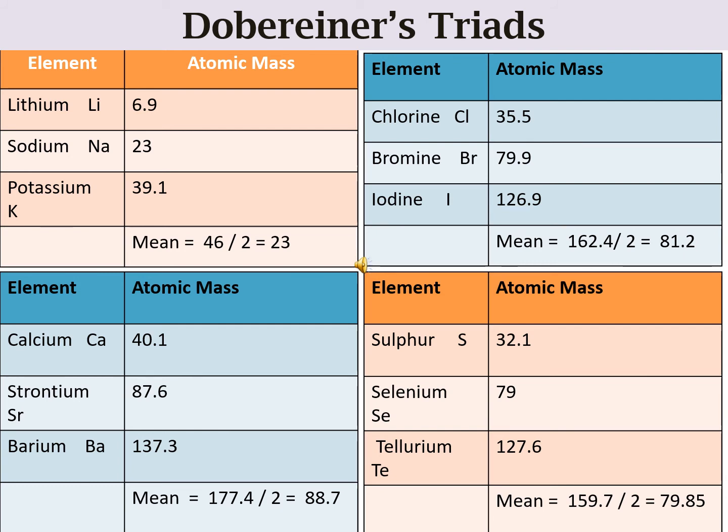So we have 4 examples. A 2 marks question can be asked on this, and you will be asked to write down the law of Dobereiner's triad, and you are expected to give even one example. So any one example you can remember and you can quote. Okay. Now we go to the next slide.